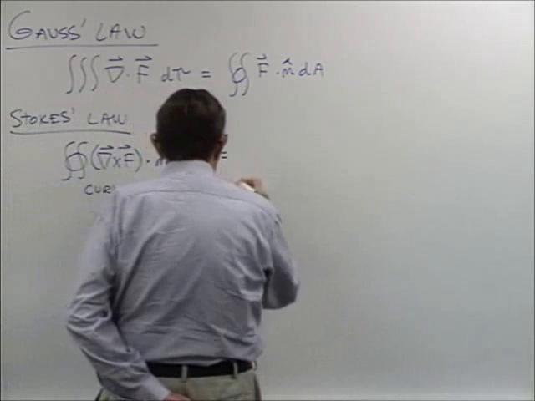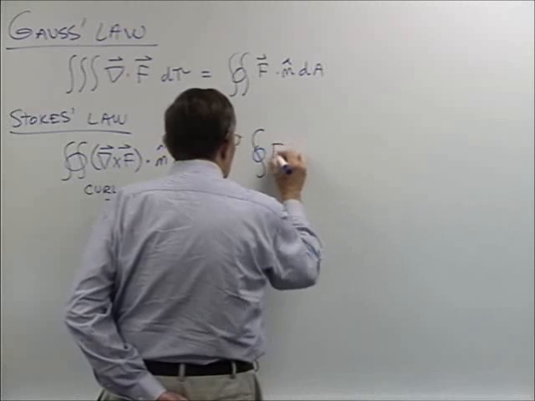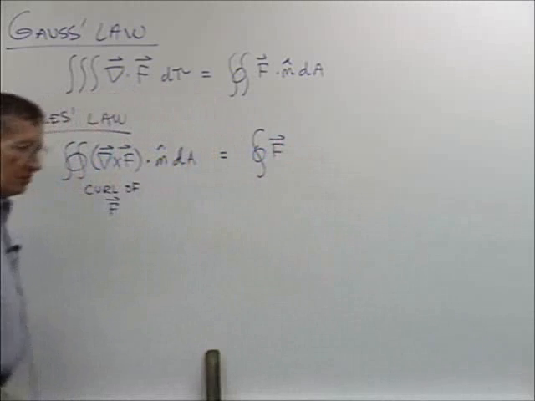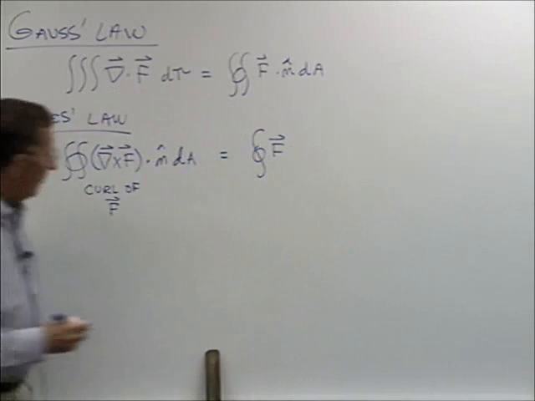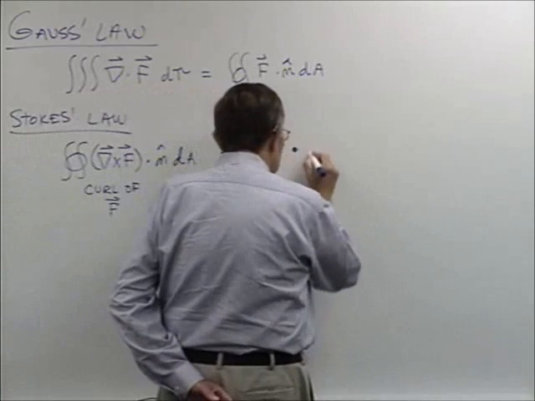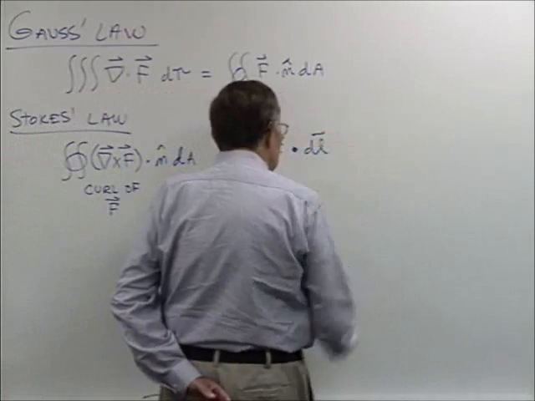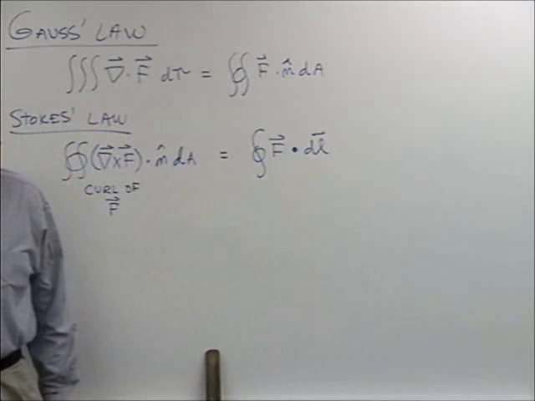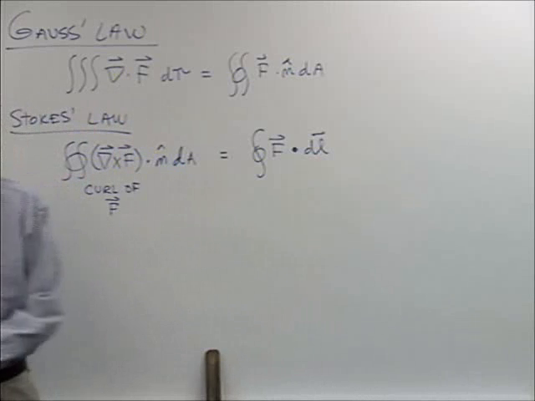And Stokes' law says this is equal to the integral of f dot dl, where L is an elemental length vector around a path.